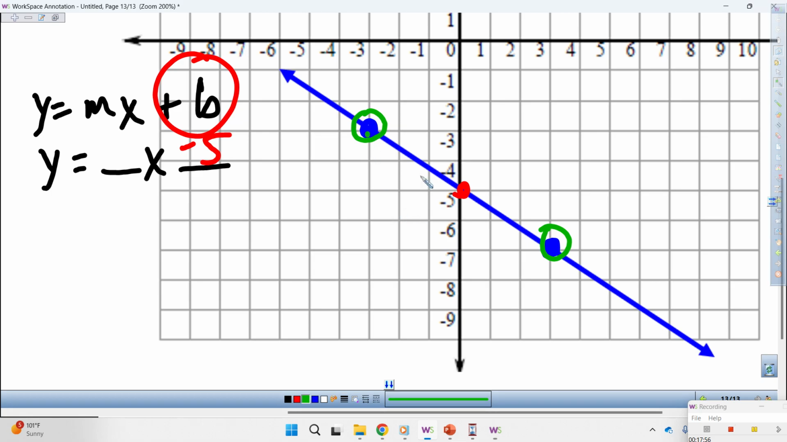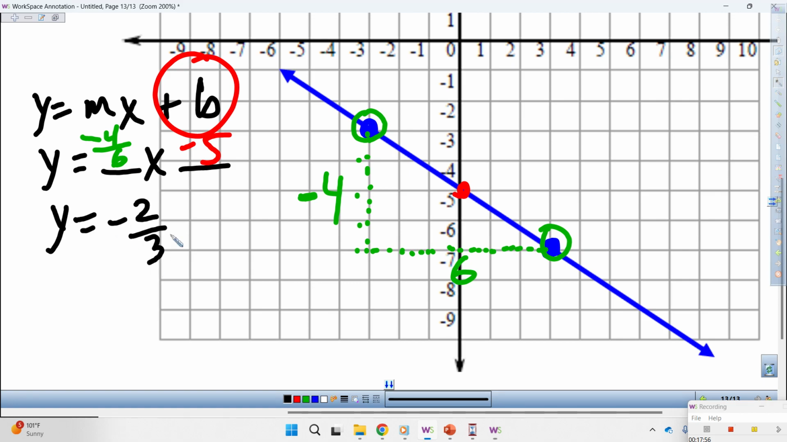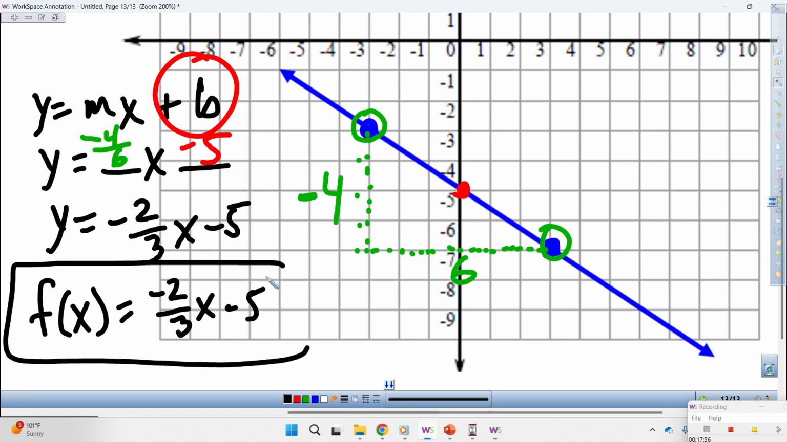Let's see. So we go from here to here. So I go downward. How many steps? 1, 2, 3, 4 steps down. So it's a -4. Then I make a right turn. I go 1, 2, 3, 4, 5, 6. So that's -4 over 6. Can I simplify that? Yes, Mr. Q. Y equals -2/3 x minus 5. And of course, in function notation, f of x equals -2/3 x minus 5.